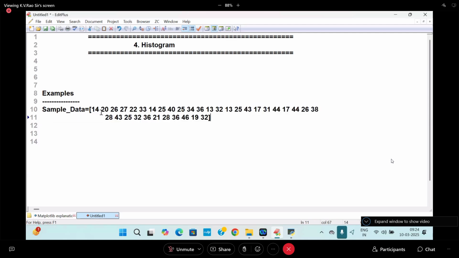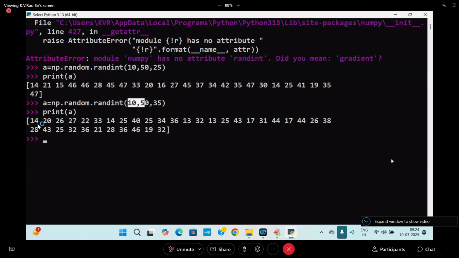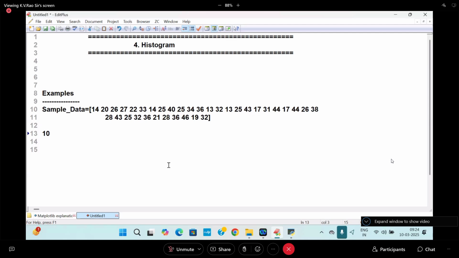Coming to this place, 14, 20, and so on. These are the values we are having. This is an ndarray, an array of values. Now I want to prepare some class intervals. Because I mentioned my data from 10 onwards, the values also will come from 10 onwards. I'm preparing a 10 to 20 interval, a 20 to 30 interval, a 30 to 40 interval, and a 40 to 50 interval.